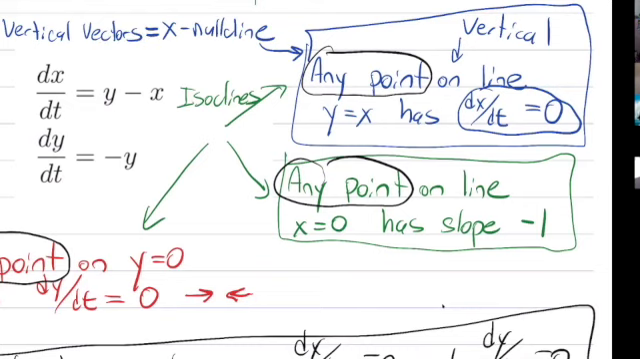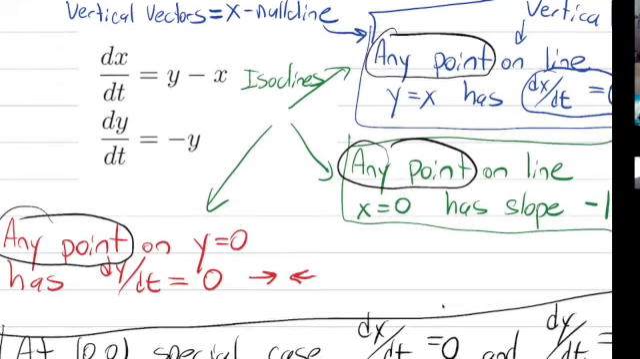And that means on x nullclines, we're always going to get just vertical vectors, either up or down, depending on the sign of dy/dt. And this case down here in red is where we would have a y nullcline. And these vectors are going to be horizontal.